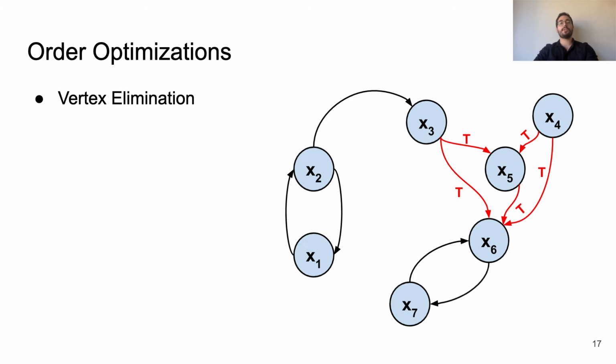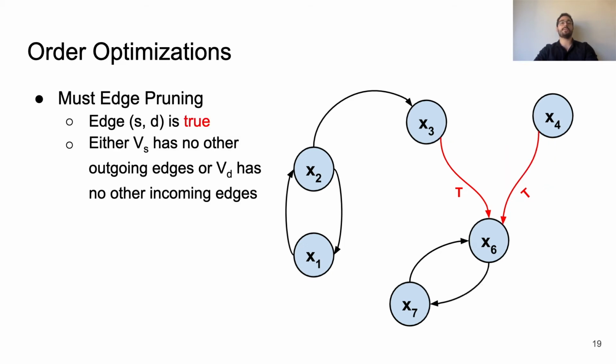The next optional optimization is called vertex elimination. The idea is that if there is a node where all incoming edges and all outgoing edges are true, that node can be safely removed and the corresponding edges can be added. X5 matches this property and it is removed from the graph.